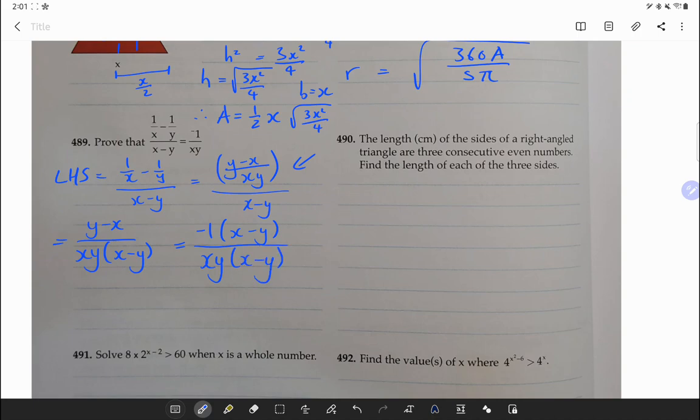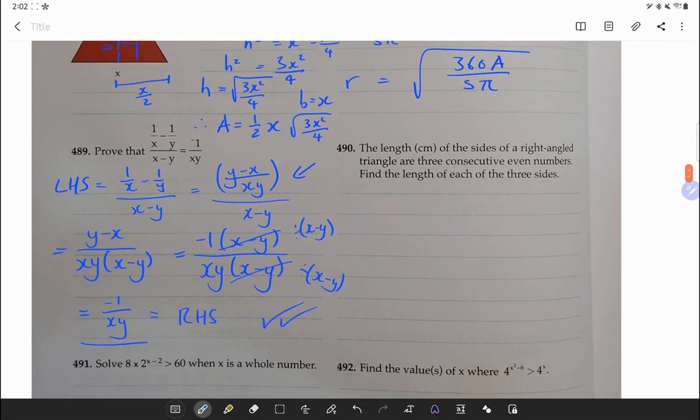Now we have these two brackets that are the same, and they are common factors where we can cancel them out. What we're doing is, of course, we're dividing by x minus y, both sides. So they both disappear, leaving us with our answer, which is the right-hand side. So we've proved it. It is indeed the case that algebraically the left-hand side is exactly the same as the right-hand side.